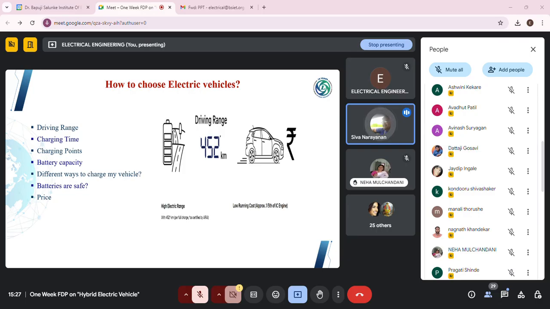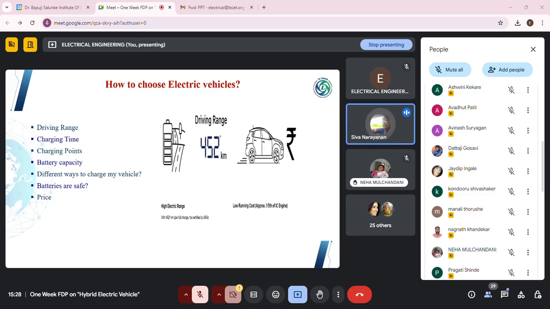So as you can see, when the capacity increases, the time for which that battery can be used also increases. So next, what are the different ways to charge my vehicle? How can I charge? There is only one way, AC, or I can also use DC charging. In the charging, now they have introduced the concept called regenerative braking.